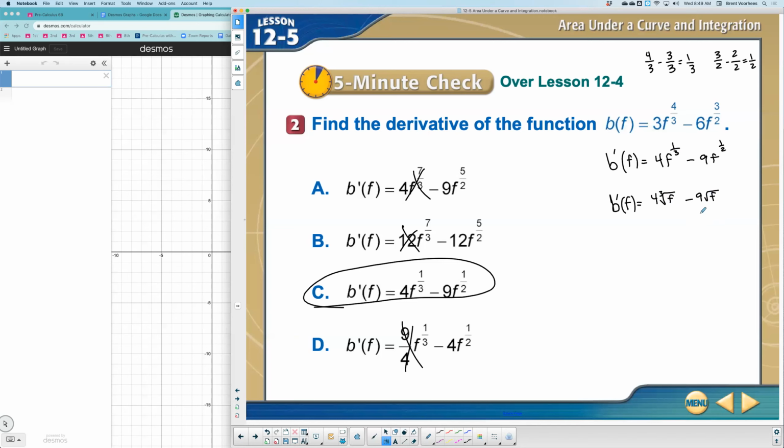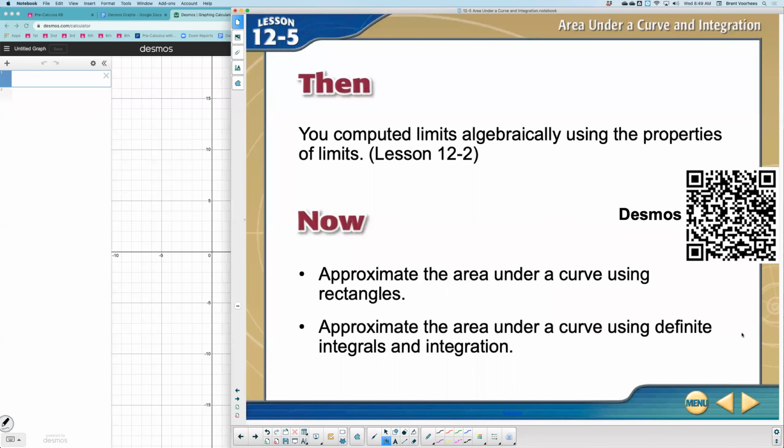A square root is like dividing by the power of 2. So you could write it either way here. Those would be the same answer. All right, so today we get to look at something pretty cool. It's finding the area under a curve, which we call integration.